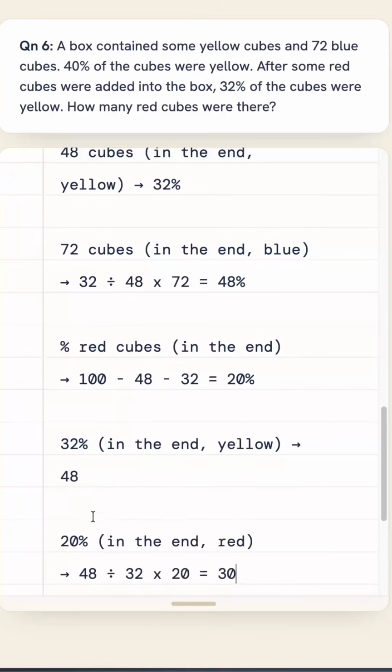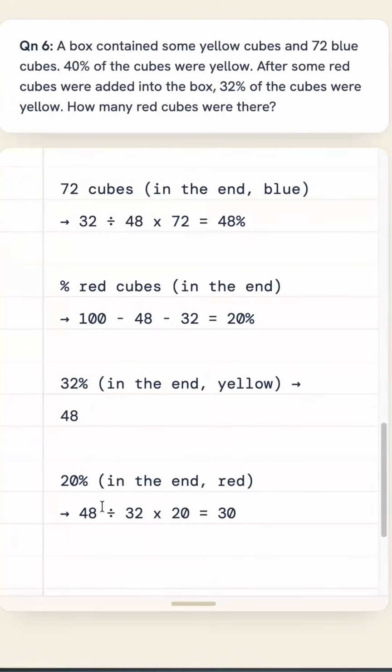Since we know that 32% in the end is yellow, which is 48, then 20% in the end is red, it's basically 48 divided by 32 times 20, which is equal to 30 red cubes. There you go. So that's the answer, 30.